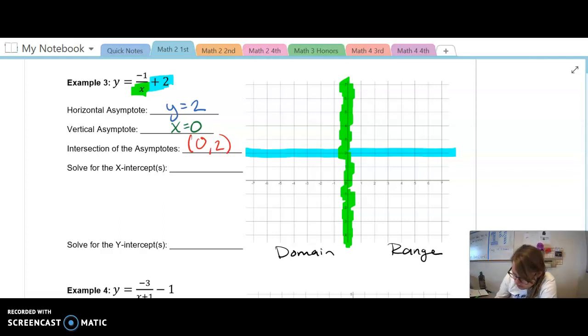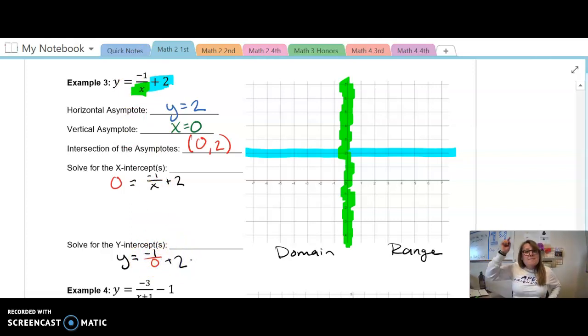So for the x-intercept, remember we have to replace y with 0. So we have negative 1 over x plus 2. And then to solve for the y-intercept, we have to replace x with 0. So we have y equals negative 1 over x, but now it's 0 plus 2.